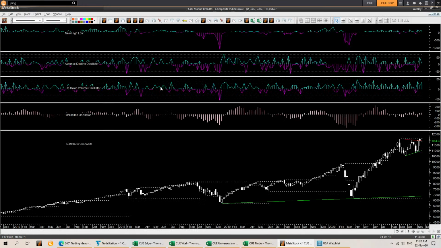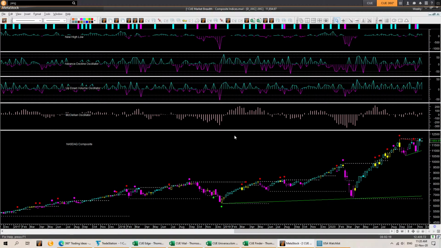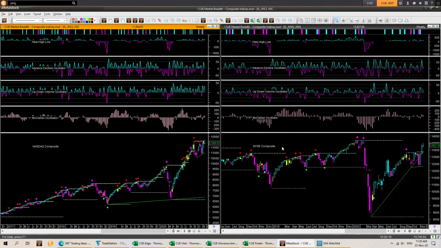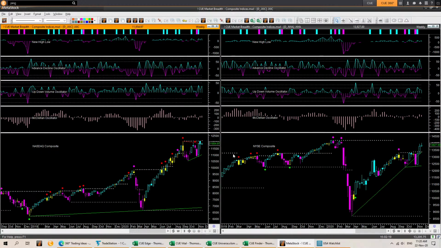First, I am going to look at the Nasdaq and NYSE composite market breadth. Here is the Nasdaq composite and here is the NYSE composite along with 3 internals or market breadth indicators: new high low, advanced decline, up down volume. Okay, used to be 3. I added one more, Macmillan oscillator for both Nasdaq and NYSE.